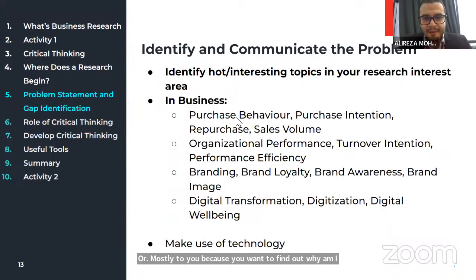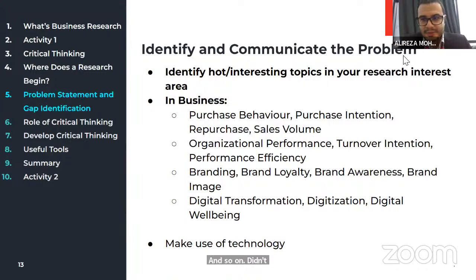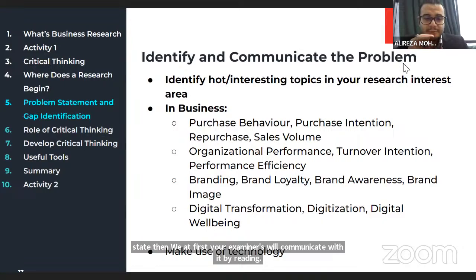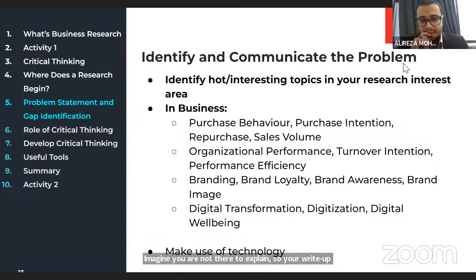And so on. The next important topic we discussed today is identifying and communicating the problem. When you are writing a proposal, imagine you are preparing, if you're bachelor students, your final year project. You need to write a problem statement, which your examiners will first communicate with by reading. Imagine you're not there to explain, so your write-up must be very clear. How? Is having good writing knowledge enough? No. So how should you do it?